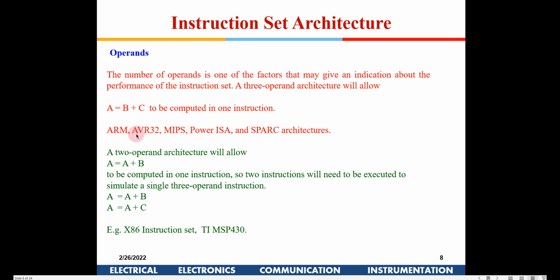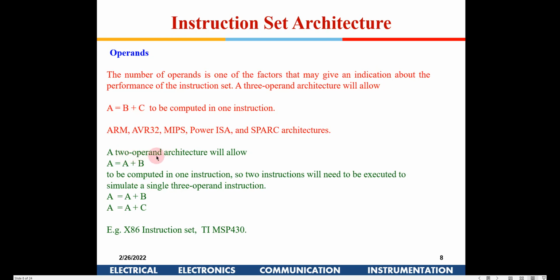Right. So some of the processors, like ARM and AVR32 and Power ISA, use these kinds of architectures. Okay, so the hardware accordingly will be different, since this kind of instruction is permitted. So the actual hardware will be different out here, right?